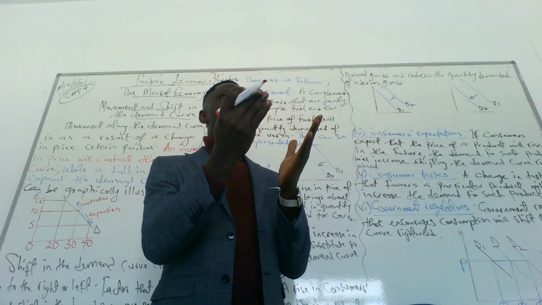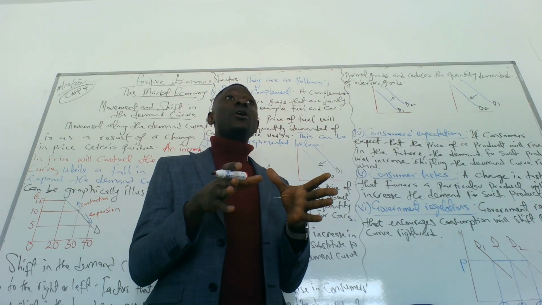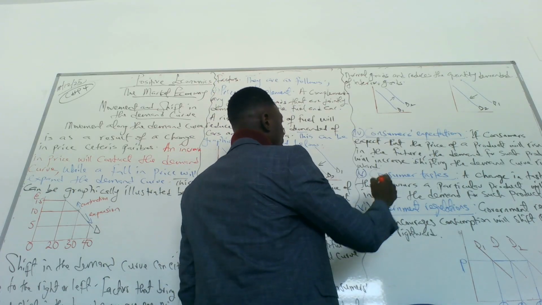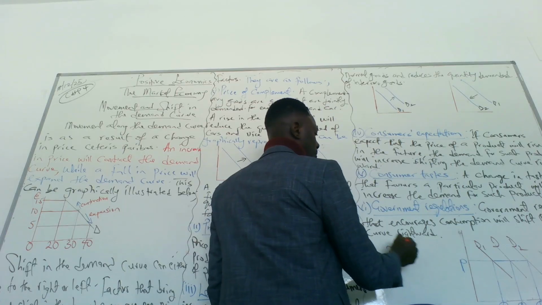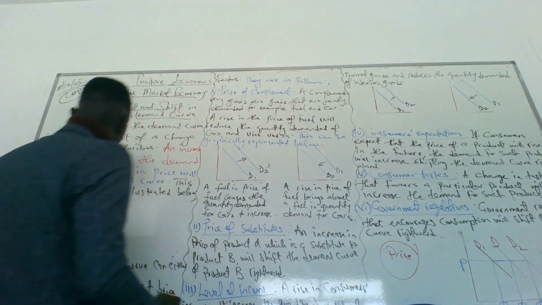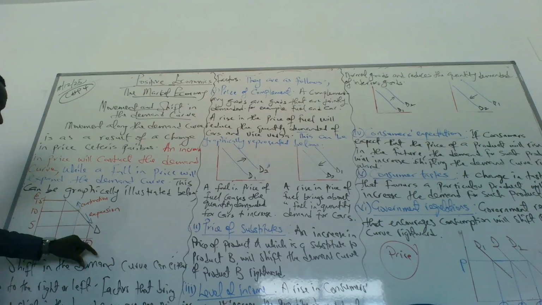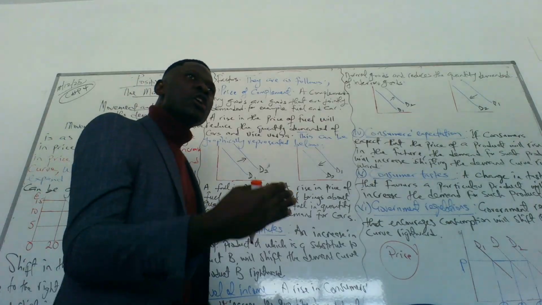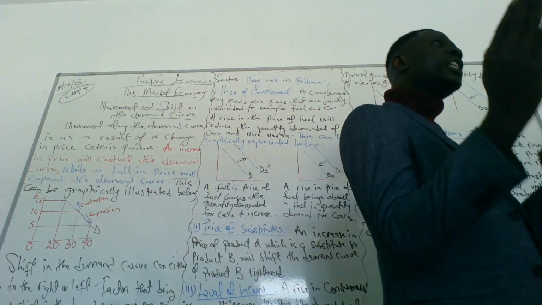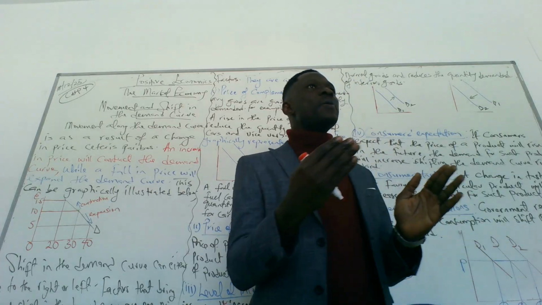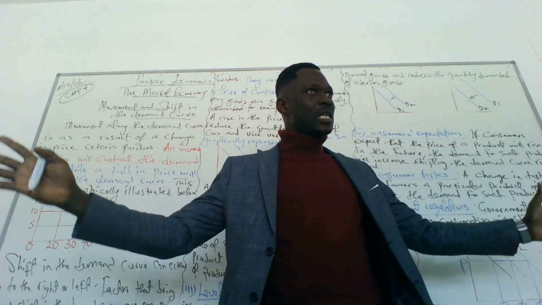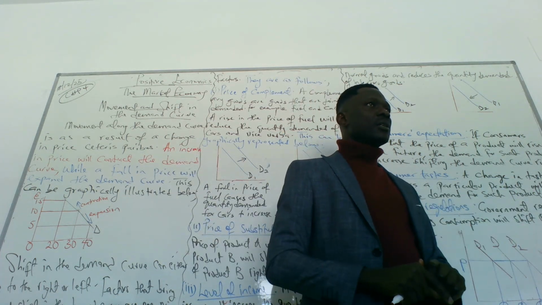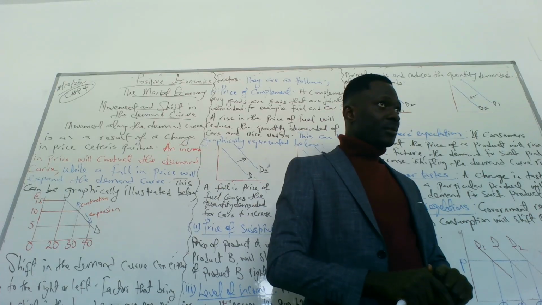Demand can increase or decrease. So it depends on the situation. So if the situation is about price, there will be movement along the demand curve because the situation is about price. If the situation is about a non-price factor, there will be shift in the demand curve. Movement is either contraction or expansion. Shift is either to the right or to the left. Is it making sense or not?